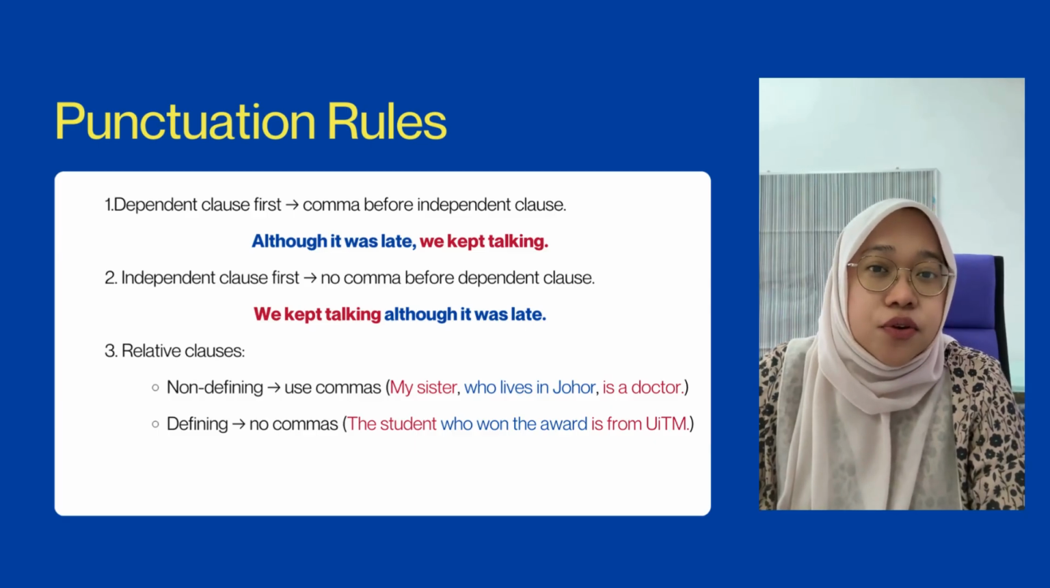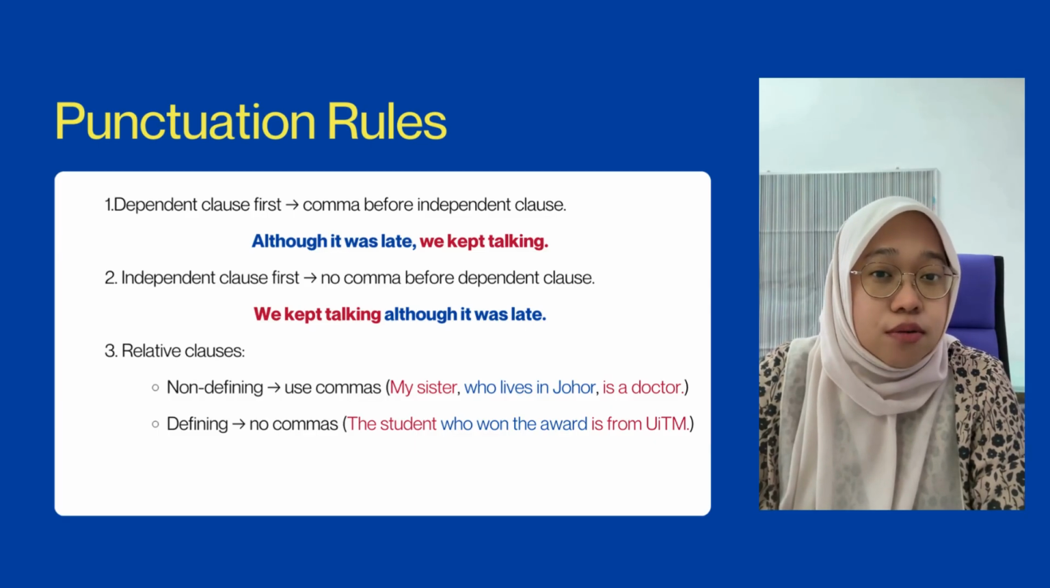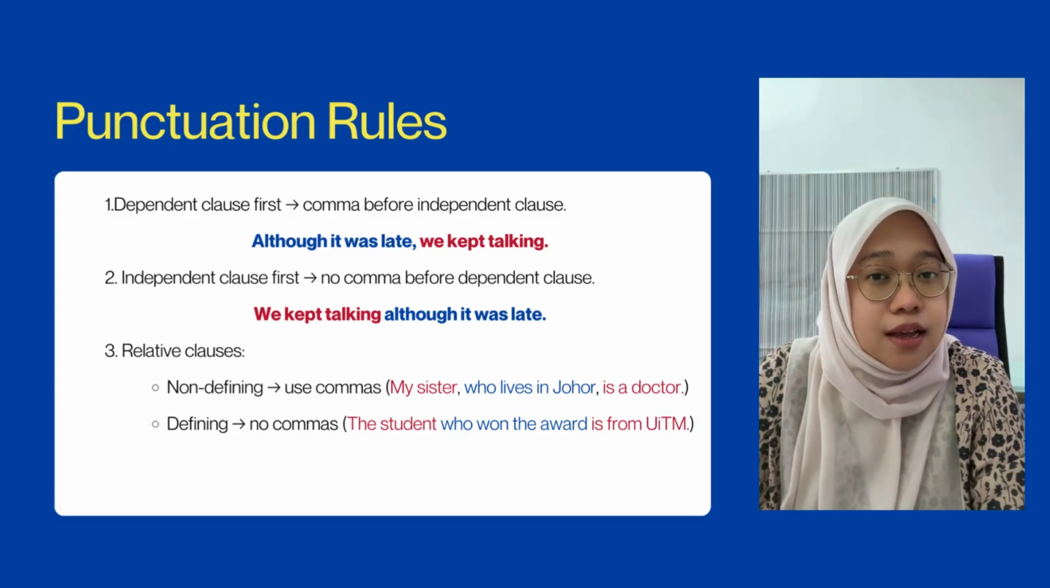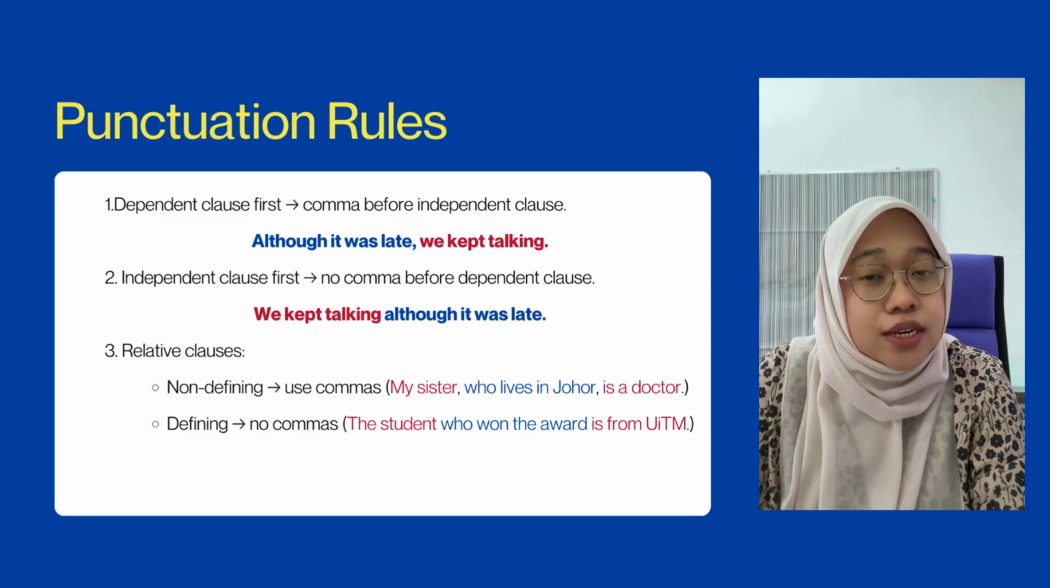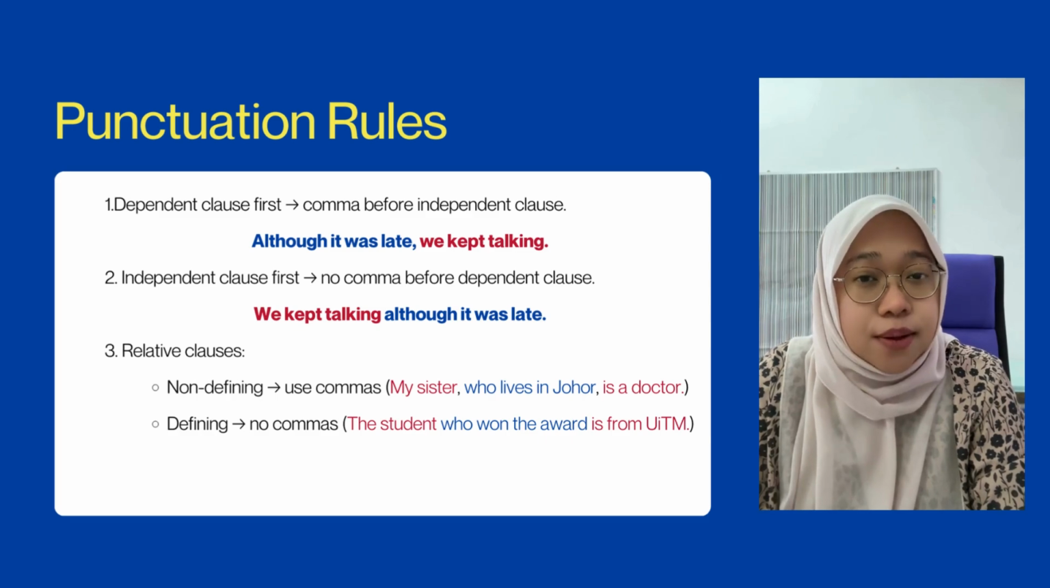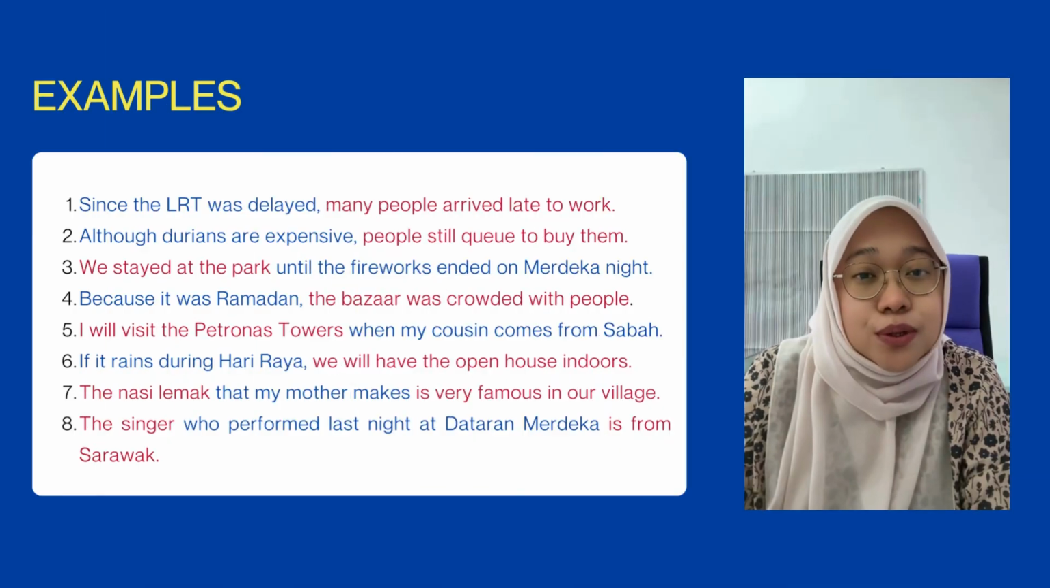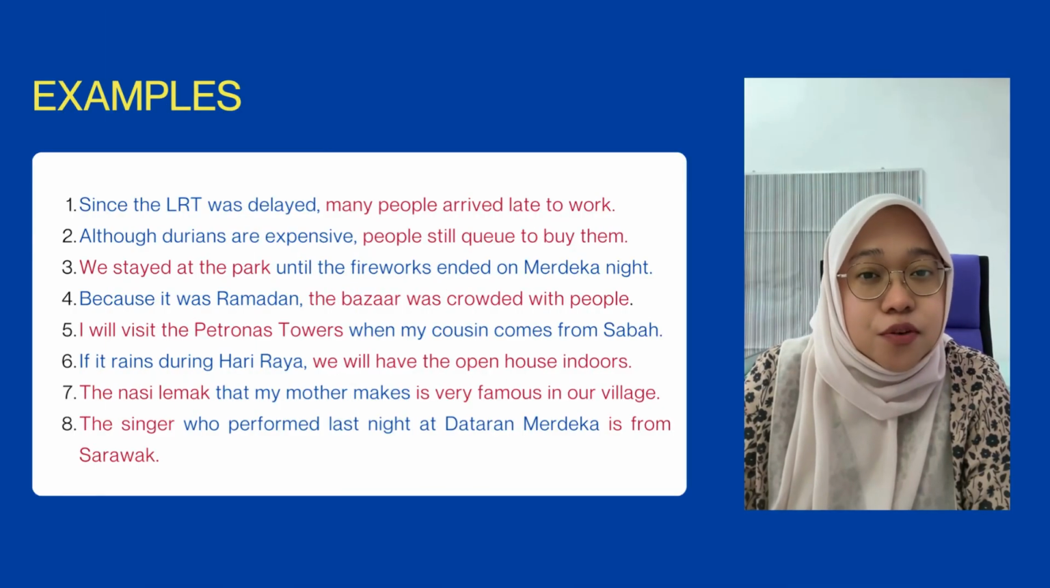For extra information with relative clauses, use commas. For example, my sister, who lives in Johor, is a doctor. If the information is important to the meaning, no commas. For example, the student who won the award is from UiTM. You may also refer to these examples for better understanding.